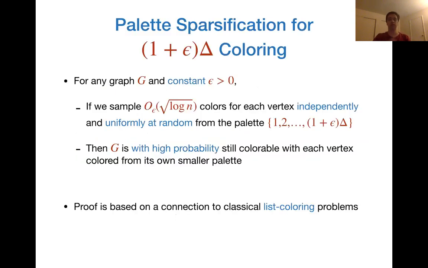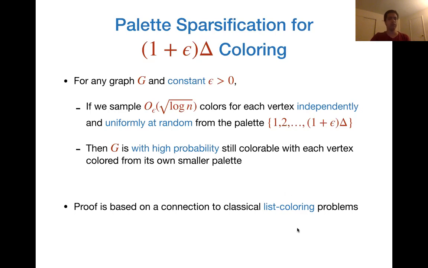Okay, so this is the formal statement of our result. We are saying that for any constant epsilon, if we sample roughly a square root log n colors for each vertex independently and uniformly at random from 1 plus epsilon delta colors, then G is going to be colorable with high probability. And every vertex now can choose its color from its sampled list.